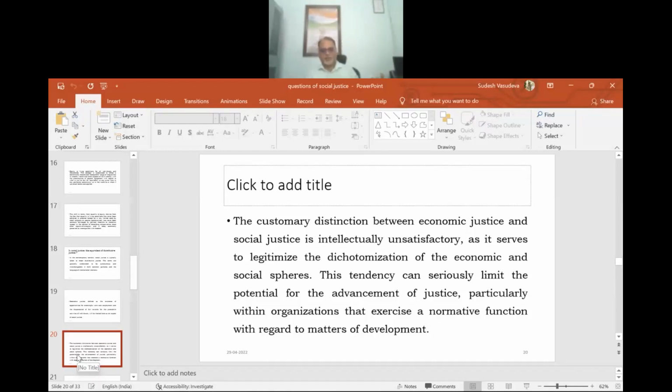Therefore, it is stated that we must not limit the analysis of social justice only to the economic perspective. This tendency can seriously limit, because the potential of every law should be to achieve advancement of justice. Fine.